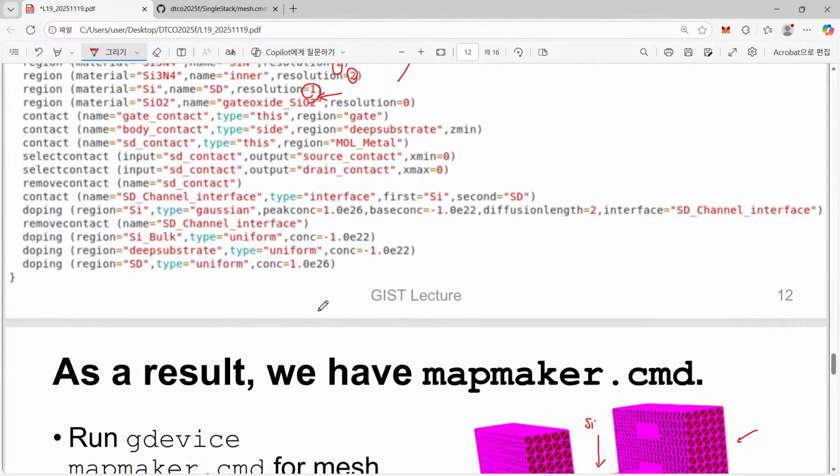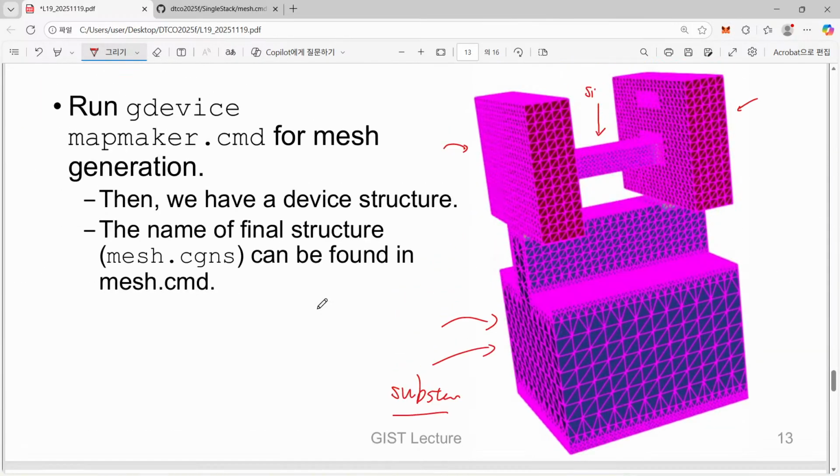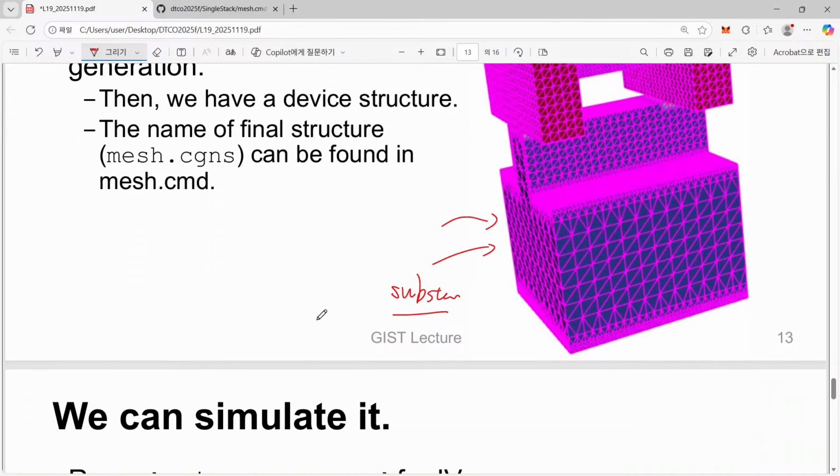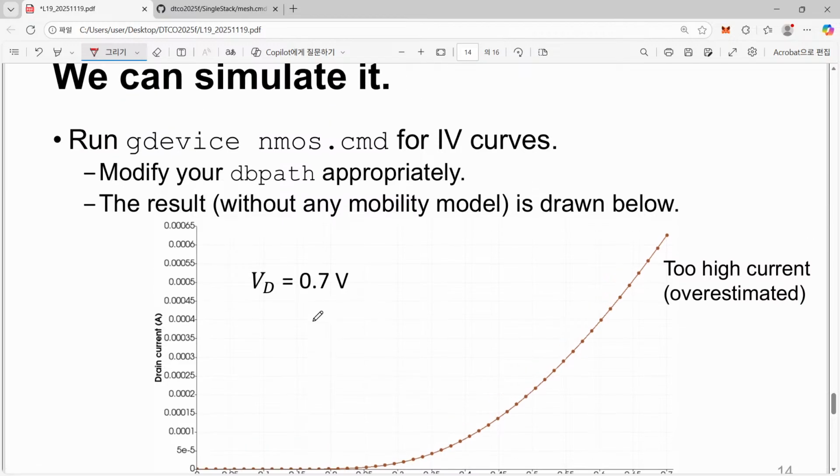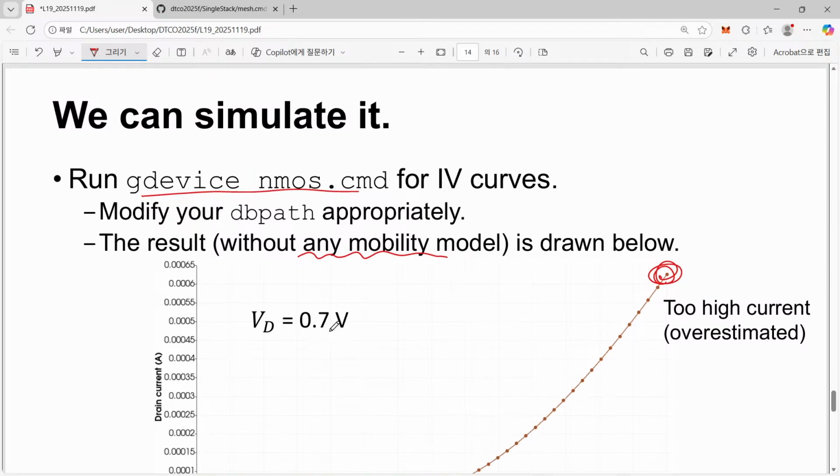Then let's come back. Now we have a volumetric mesh, and using that one we can simulate it. Now you are looking at the result of our example file mos.cmd. This one is performed without any mobility model, and the number shown here is too high, so this is really overestimated. Please try to add physical models and get a more reasonable result than this one.